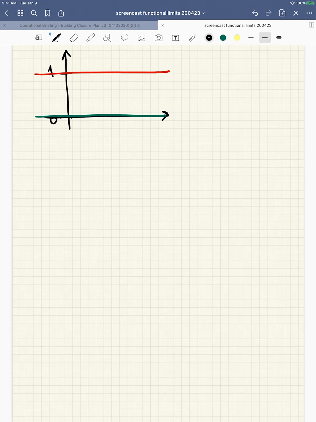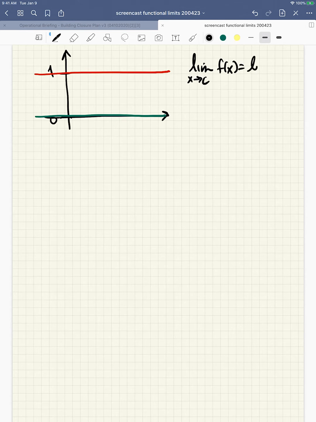Okay, so why is this a problem? Well, remember, we're exploring this idea that the limit of f of x as x goes to c, we could define it as the limit as n goes to infinity of f of xn, where xn is some sequence that converges to c, right? So this is what we're trying to explore. So why does this Dirichlet function show us that there's a problem with this definition?